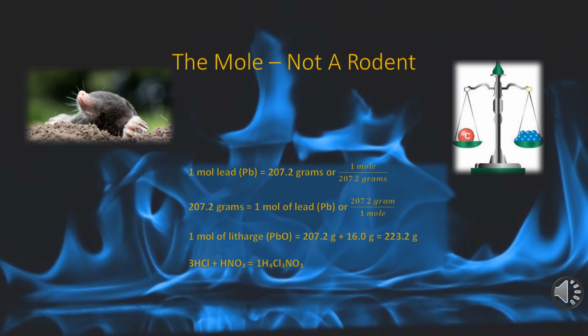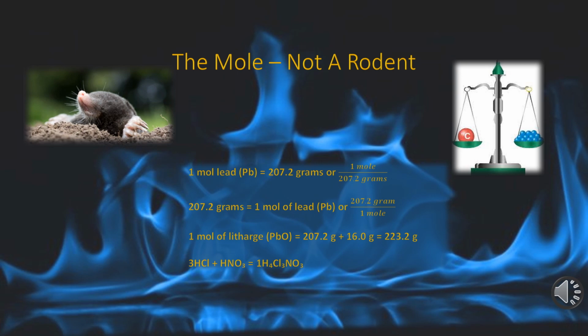In essence, as an example, 1 mole of lead has an atomic weight or mass of 207.2 grams. It can also be said that 207.2 grams equals 1 mole of lead. When looking at the atomic mass of a molecule, all one has to do is look up the atomic mass of the elements involved in the periodic table and add them up.